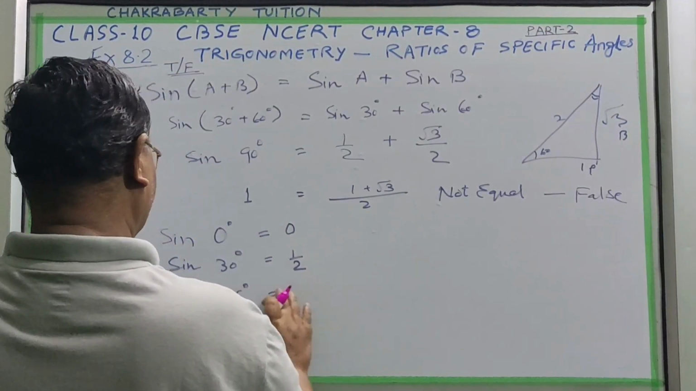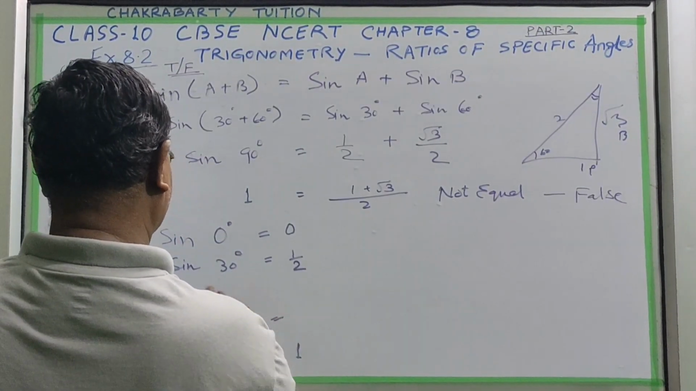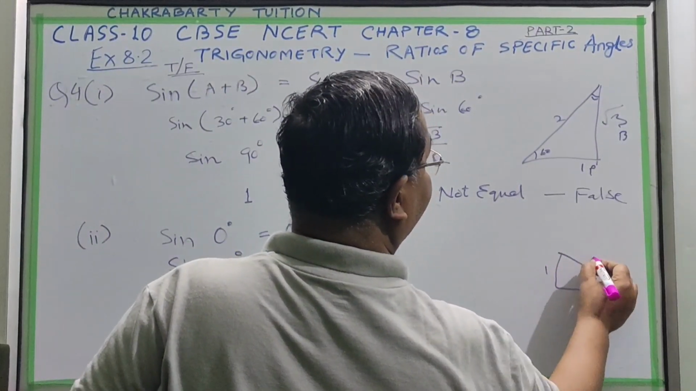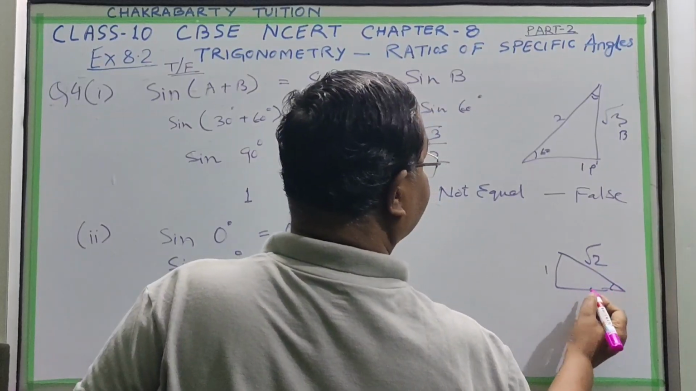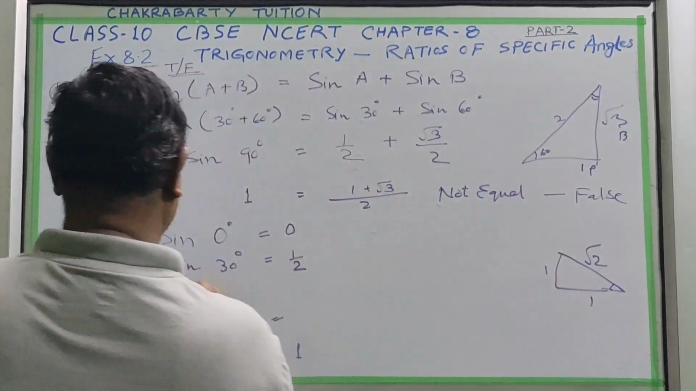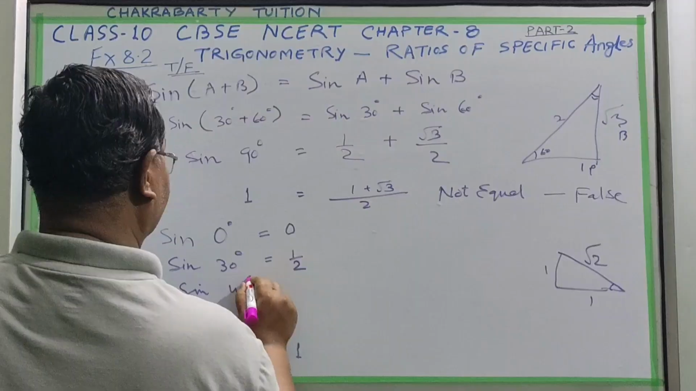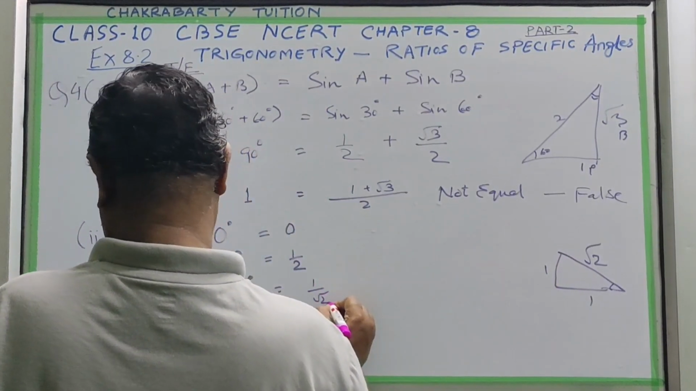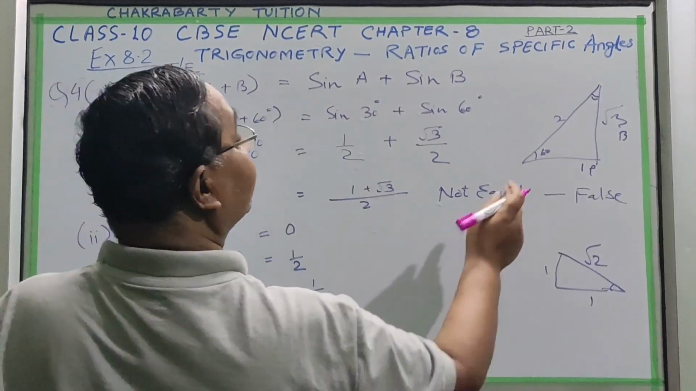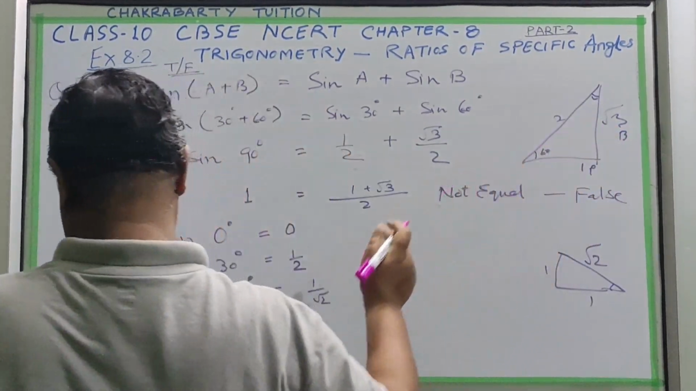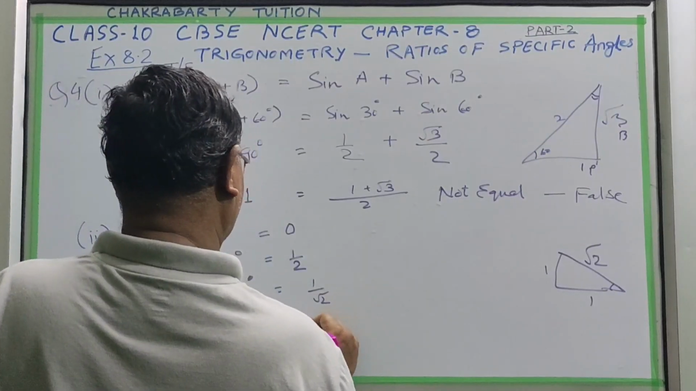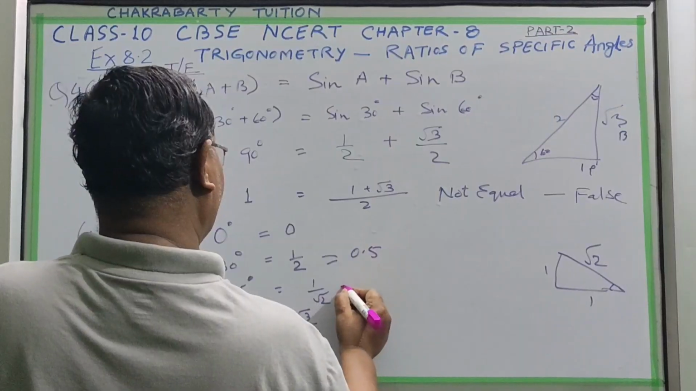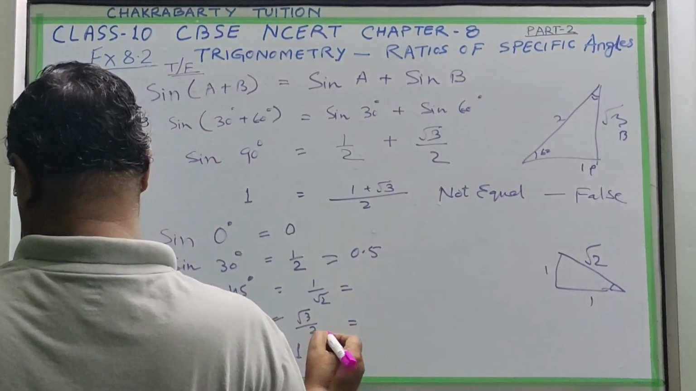Or sine 60, we can take sine 45, 1 and 2. 45 is here, so sine 45 degree will be 1 under root 2. Sine 60 degree is under root 3 by 2. And if you solve it, 1 by 2 means 0.5, 1 upon 2 and 3 upon 2 I am doing with the help of calculator.